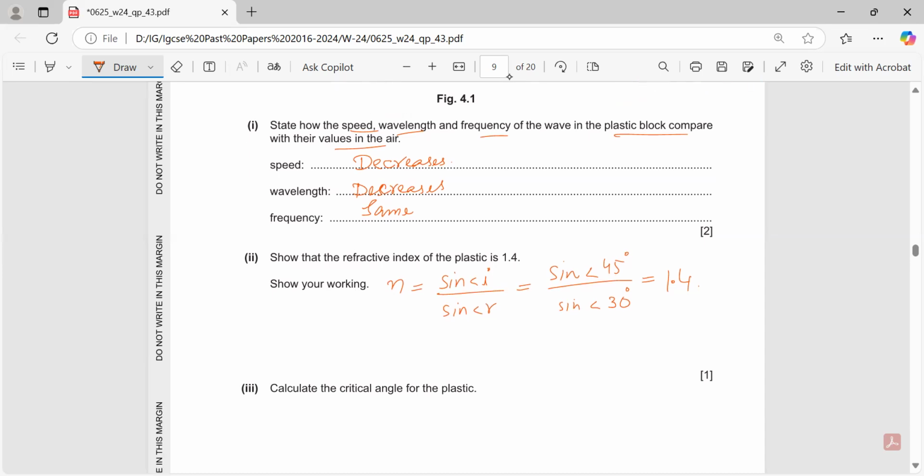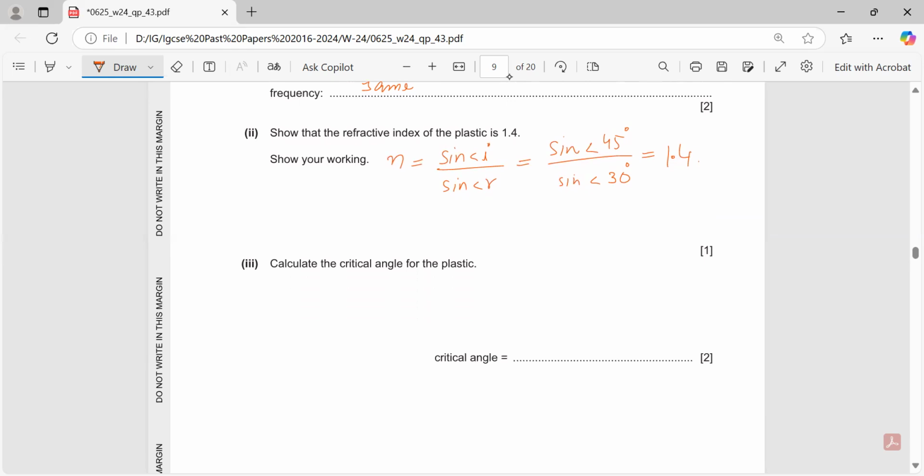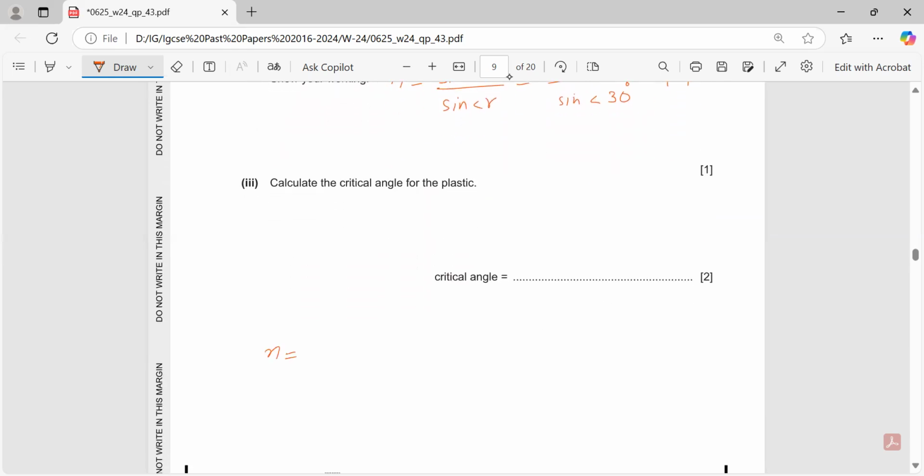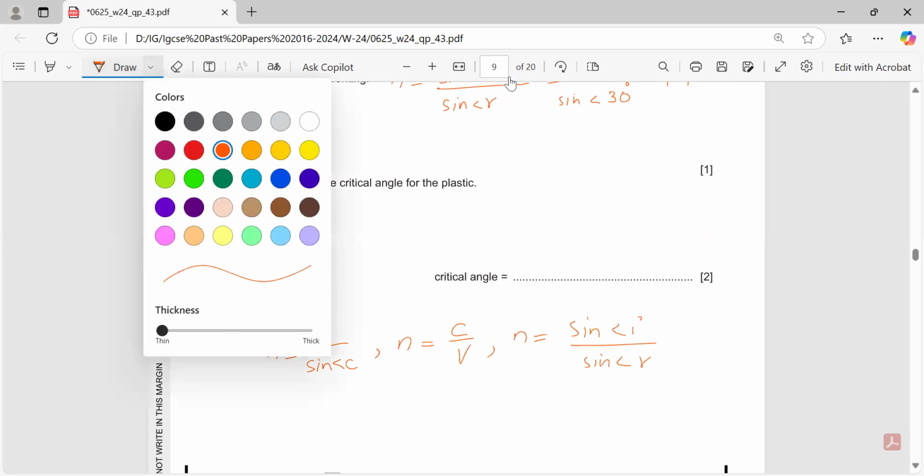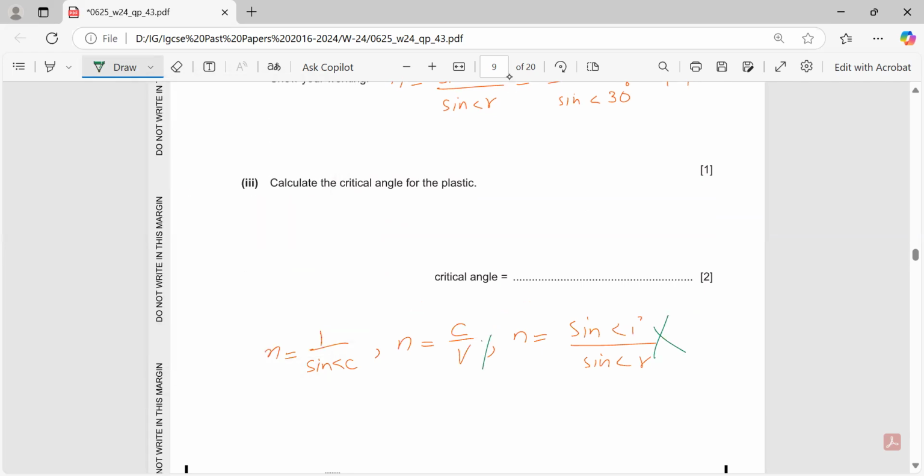Now calculate the critical angle for the plastic. Now here, what to do? See, we know n is with us now. n is equal to sine i over sine r, as we discussed. n is equal to 1 over sine C, and also n is equal to c over v. Now dear friends, the first formula has nothing to do with us, and this one also has nothing to do with us. This formula will work for us: n is equal to 1 over sine C. Just cross multiply. Sine C will be equal to 1 over n.